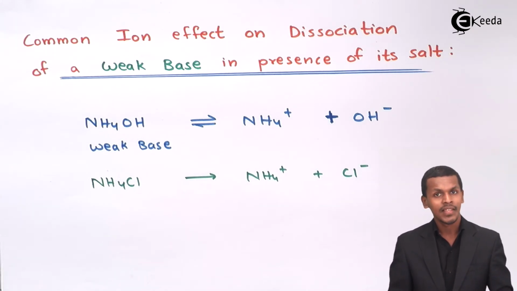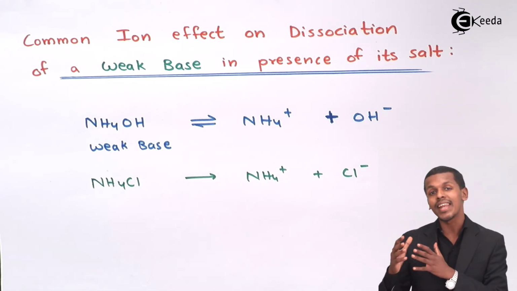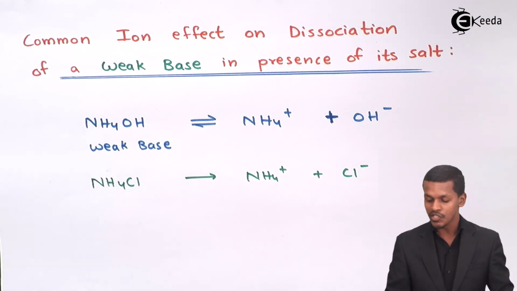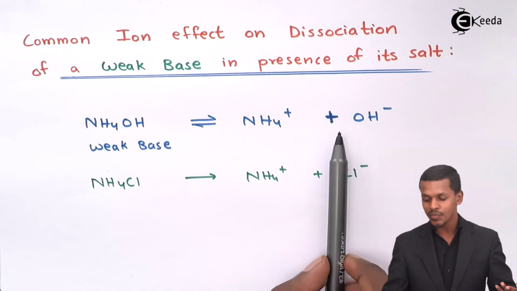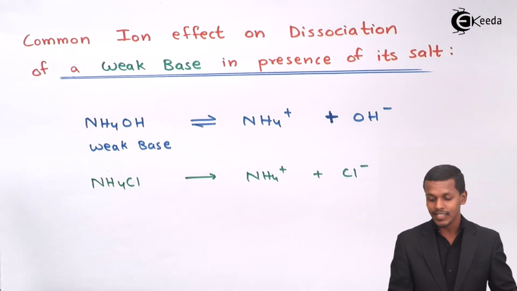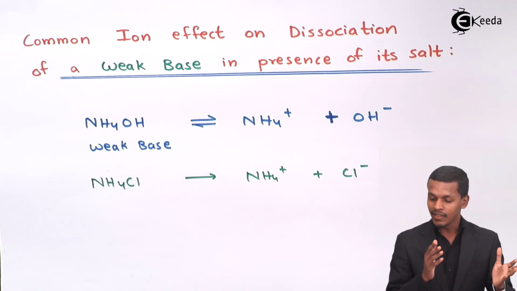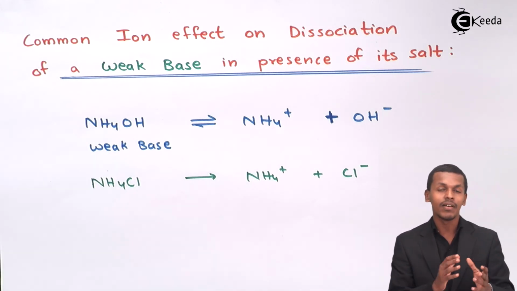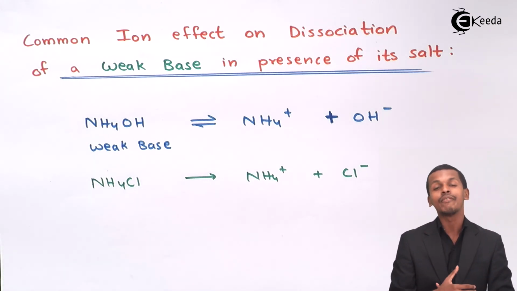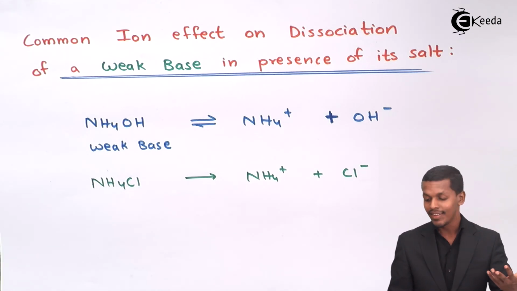In this case, the equilibrium will shift from right to left, following Le Chatelier's principle. We can see that NH4 plus will combine with the OH minus ion to produce back NH4OH. So this is the reverse reaction that takes place here, because of the common ions produced in the overall solution. NH4OH is being produced, and meanwhile the concentration of OH minus goes on decreasing.